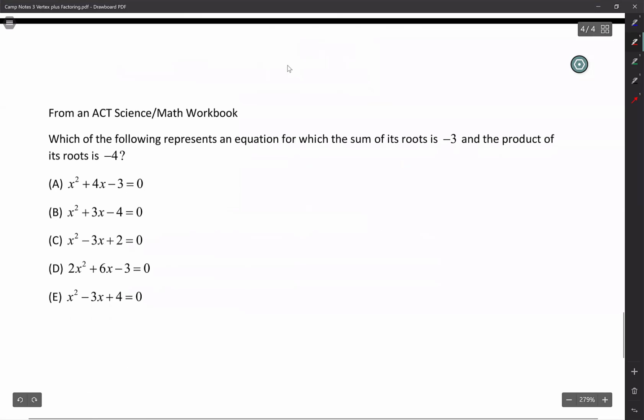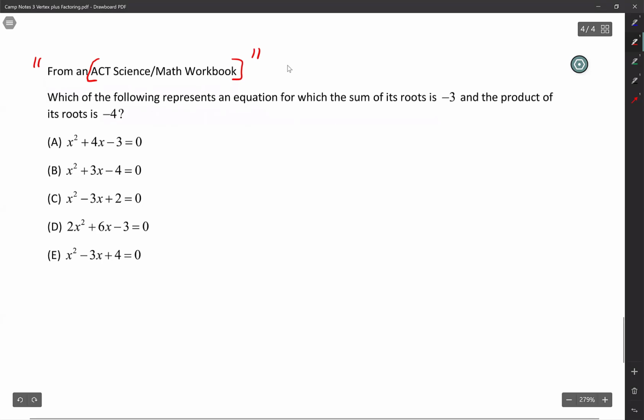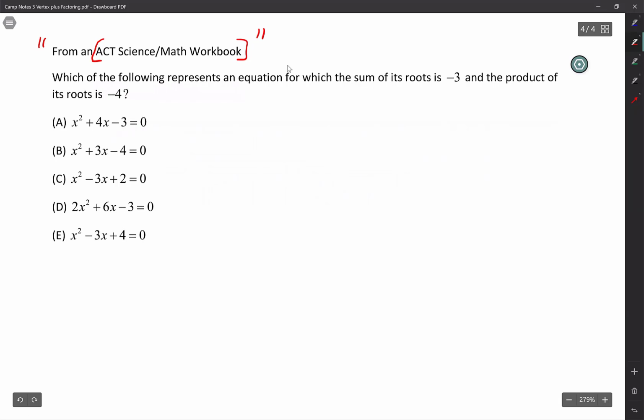So this one's from an ACT Science Math workbook. I am not making this up. That's the title of the textbook I have. Whenever we get back in section, I will show you this book. It literally just says ACT Science Math workbook. So for those of you saying I didn't write my reference correctly, that's the title of the book. All right, I should have probably written the page number. My bad, I didn't put the page number.